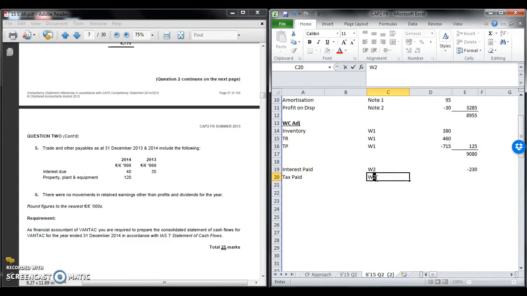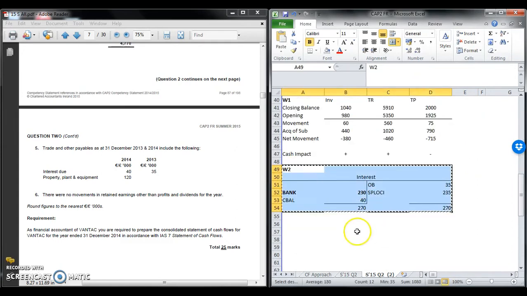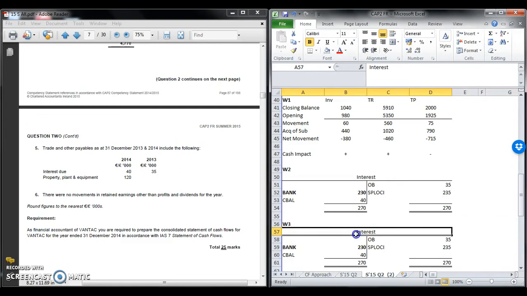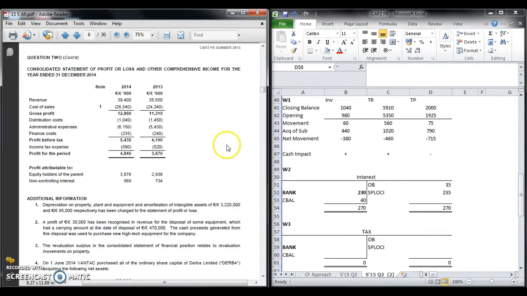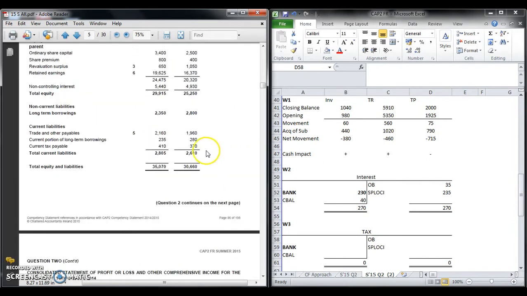Exact same approach in working 3 now for tax. So let's take this, copy it down, call this working 3, and we call this tax. So we take out these and we'll see what balances. So the opening balance in tax, so remember we always have interest and tax at the end, that's why it's useful to have a checklist at the start. You know the different line items you have to get through.